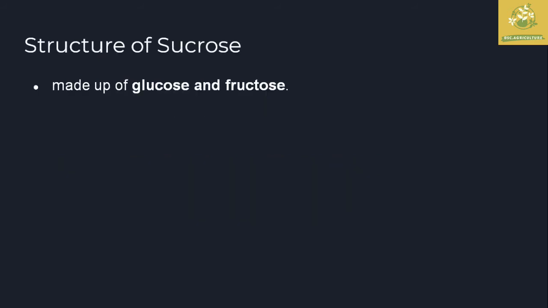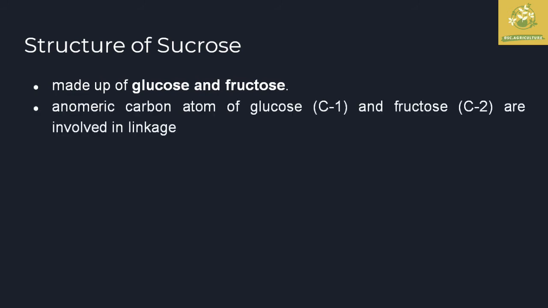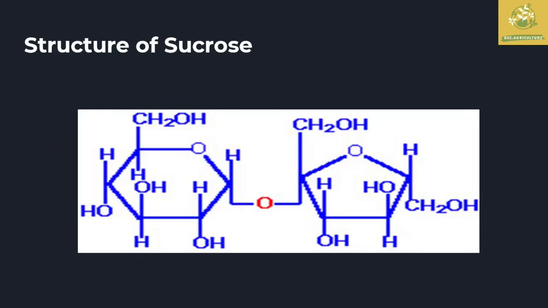The structure of sucrose is made up of two monosaccharides, glucose as well as fructose. The anomeric carbons of glucose at C1 and fructose at C2 are involved in this linkage. Therefore, sucrose is a non-reducing disaccharide. You can see the structure of sucrose here.